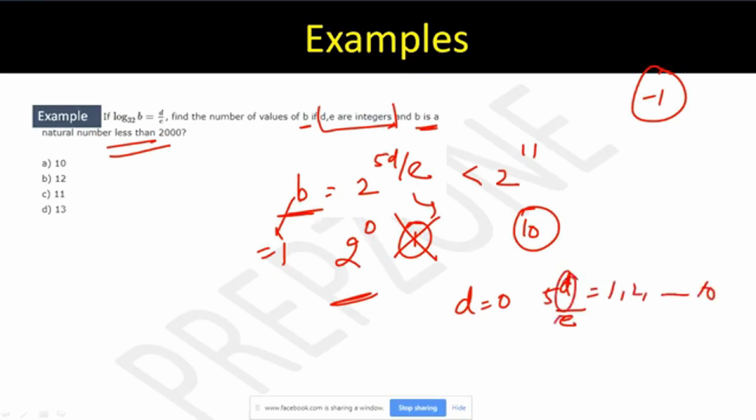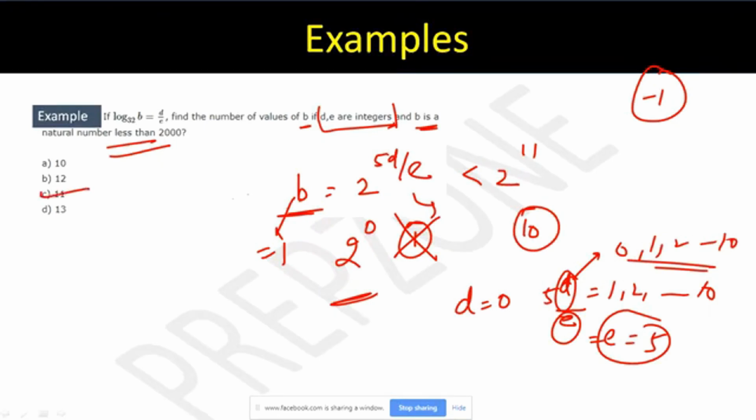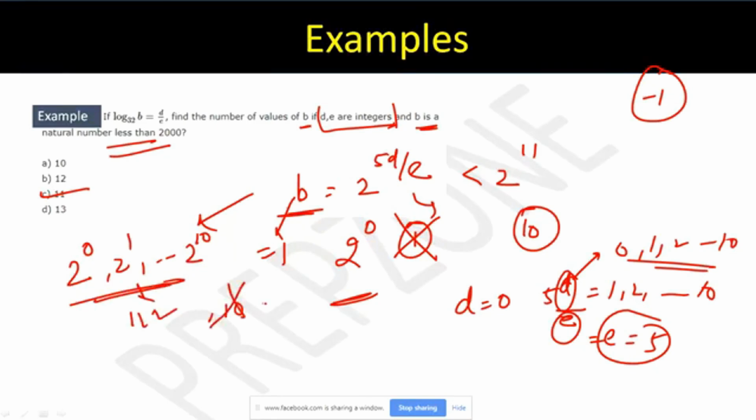So d and e are integers. We can always find such values. We can always put e equals to 5. And we can always put d as 0, 1 till 10 to get these values. And guys, final answer will not be 10. Final answer will be 11. Why? Because the powers can range from 2 to the power 0, 2 to the power 1 till 2 to the power 10. So these are 11 terms. These are not 10 terms. 0 is also included. Is it clear?